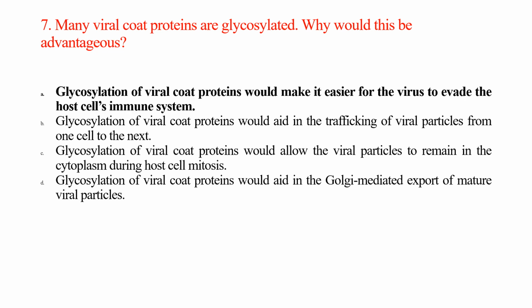A, glycosylation of viral coat proteins would make it easier for the virus to evade the host cell's immune system. But the other side effect too, especially with different types of viruses with spike proteins such as SARS-CoV-2 and COVID-19, is that they allow these viruses to bind to the target receptors and actually enter the cells and take over the cell's metabolism to produce more of the individual virus proteins. Number 8.